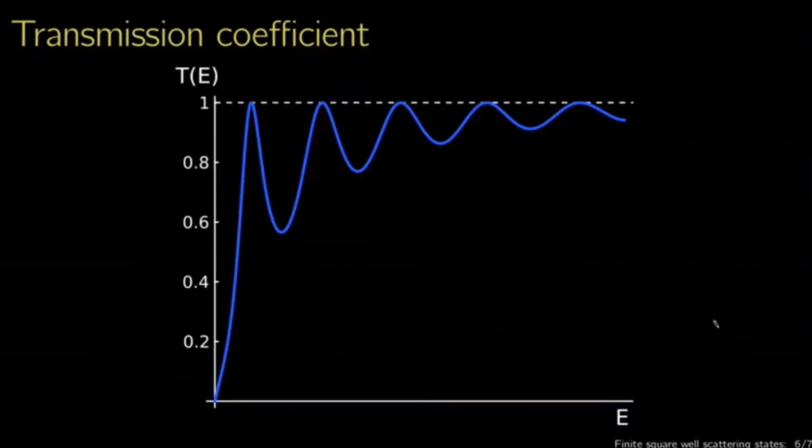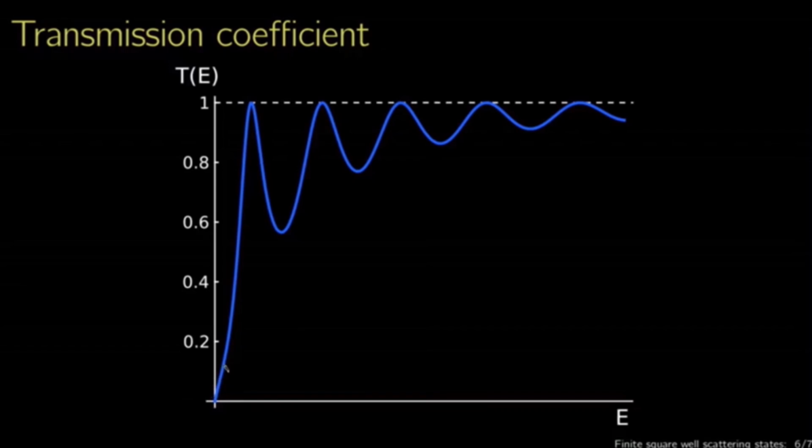What this transmission coefficient actually looks like, as a function now of the energy of the incident particle, is a little strange. For very low energy incident particles, you get very low transmission. This is a little strange. A particle with low energy coming in towards a potential well is not likely to be transmitted.